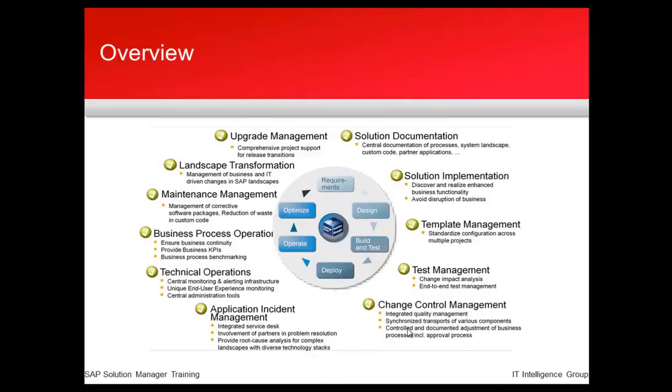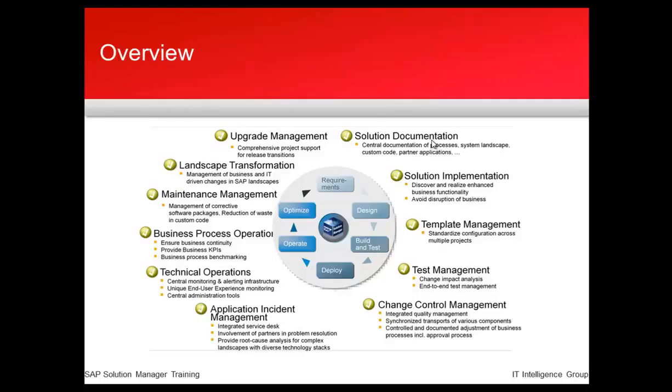Then you have change control management. Basically you find out and implement controlled and documented adjustment of business process and approval process. Okay, then you have test management phase. So once changes are documented, they are approved, and they can be tested and then can be rolled out. Okay, so for the solution implementation phase, you have solution implementation. You have the full documentation, centralized documentation of your entire system landscape, custom coding, partner application.